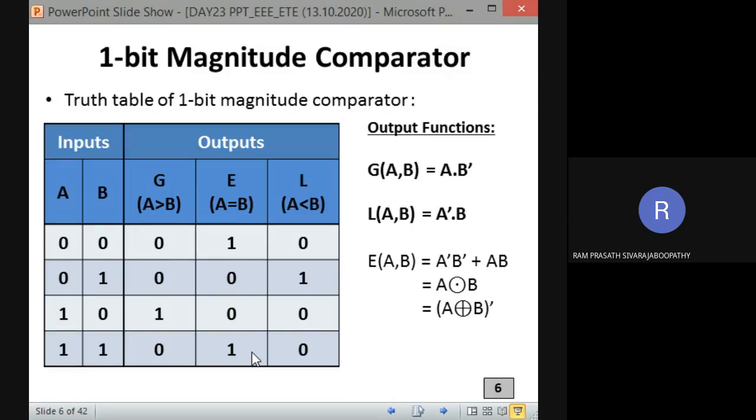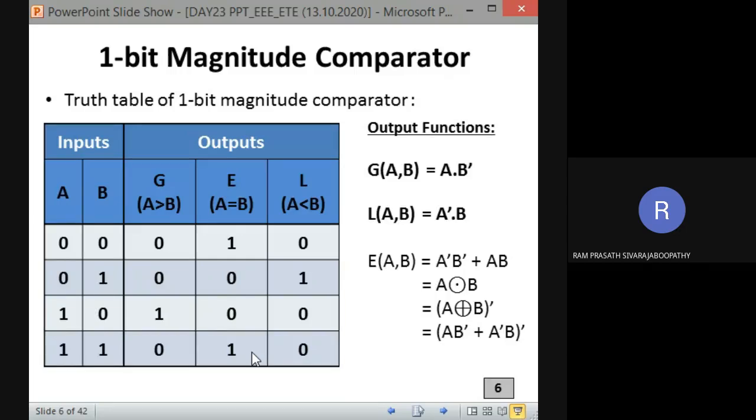How can I write A XOR B? A bar B plus AB bar. Very good. Okay. So A B bar. Okay. A bar B. Whole bar. The whole bar remains as it is.